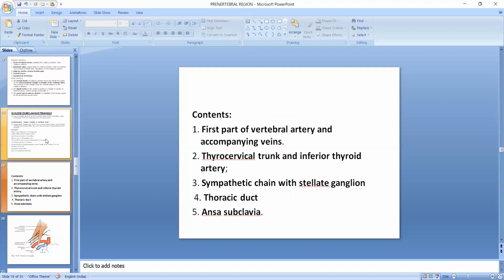Contents: first part of the vertebral artery and accompanying veins, thyrocervical trunk, and inferior thyroid artery, sympathetic chain with stellate ganglion, thoracic duct, and ansa subclavia.